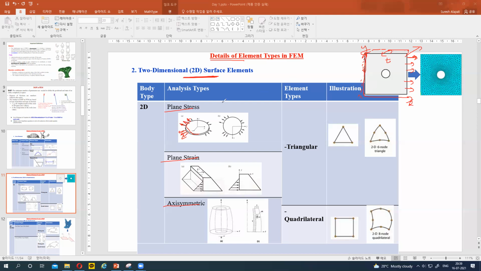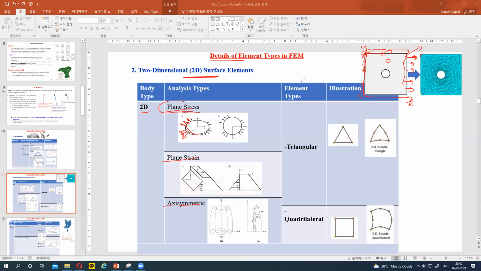So then we can consider that the thickness is very small and the plate is free. Okay, the plate is free, fixed here. Okay, and the force is only in a two-dimensional plane. So then we can consider plane stress. So we can convert a three-dimensional body into just a two-dimensional body like this one and apply mesh.